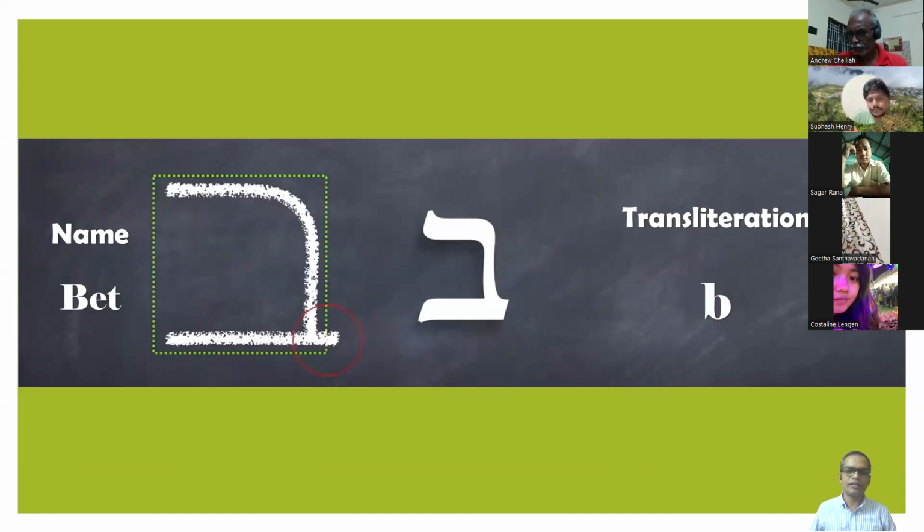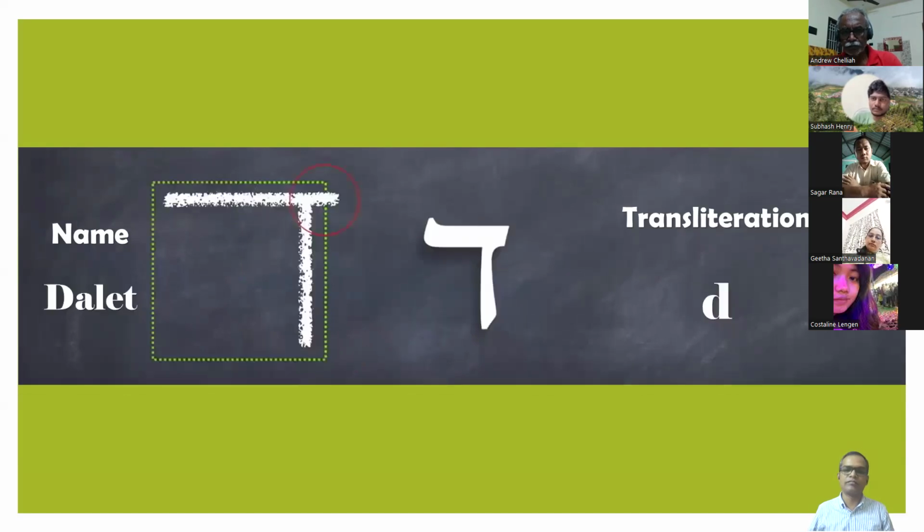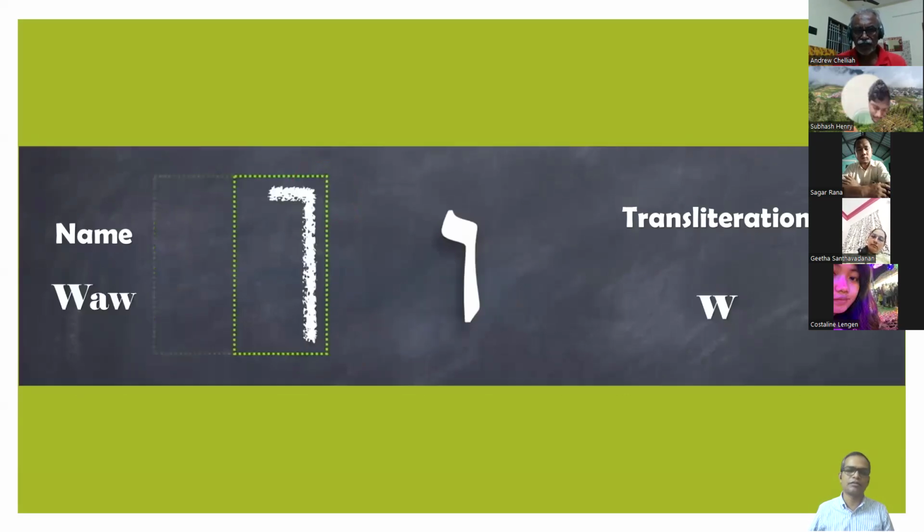Bet is the second letter. The transliteration of Bet is B. The third letter is Gimel. The transliteration is G. And the next letter is Dalet, and the transliteration is D. The next letter is He, and the transliteration is H.